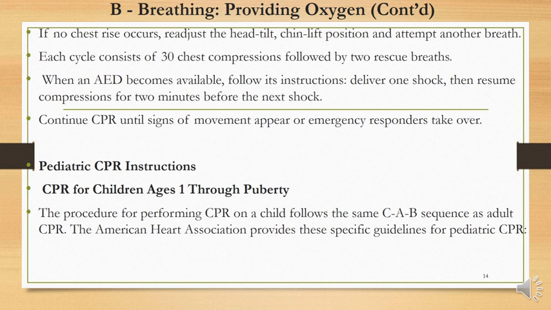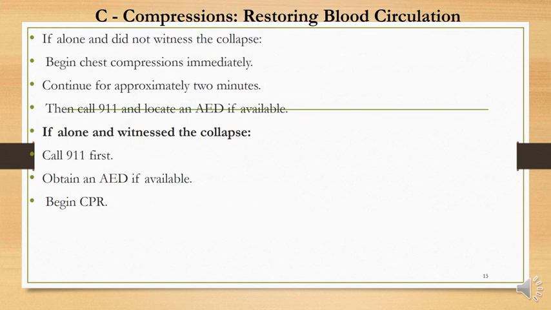For pediatric CPR instruction, that is CPR for children from the age of 1 through to puberty, the procedure for performing CPR on a child follows the same CAB sequence as adult CPR. The American Heart Association provides specific guidelines for pediatrics. If alone and you did not witness the collapse, start with compressions, restoring blood circulation. Begin chest compressions immediately. Continue for approximately 2 minutes, then call 911 and locate an AED if available. If alone and you witnessed the collapse, call 911 first, then obtain an AED if available, then begin CPR.